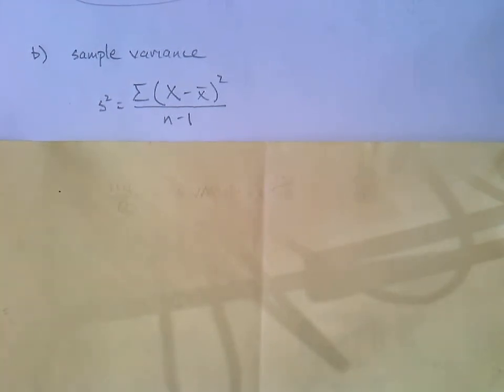Now, a lot of this work we've done already. Again, n is 6. This time, we're not thinking of that data as an entire population. We're thinking of it as just a sample of a larger population. And that probably makes more sense here.